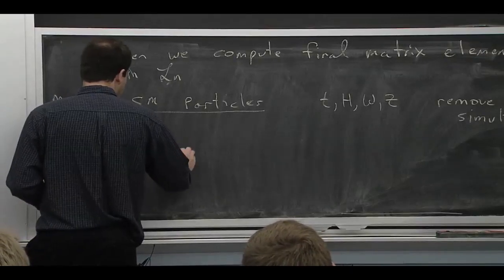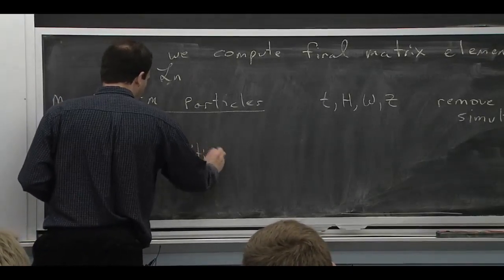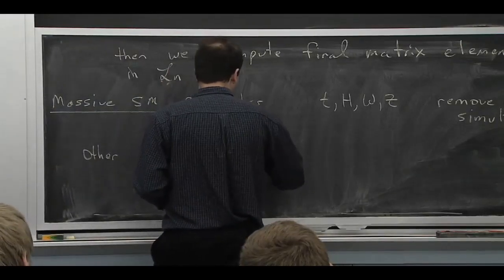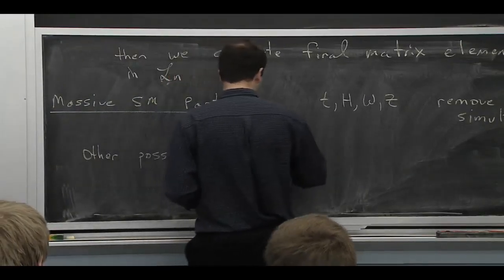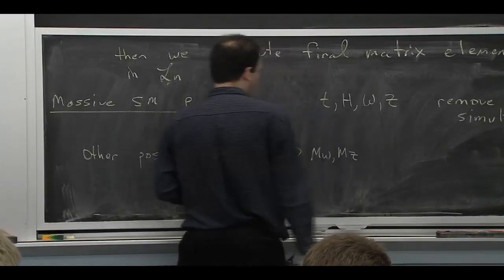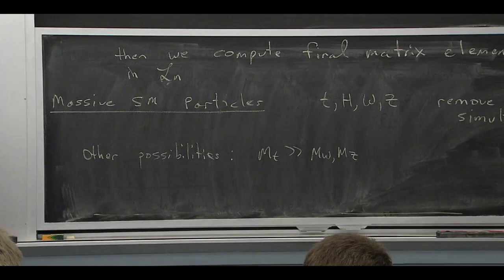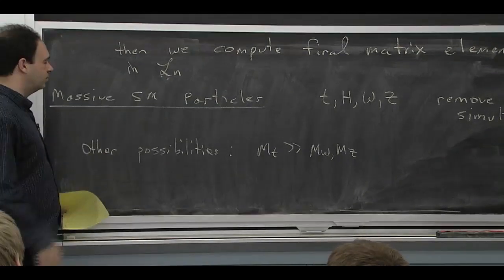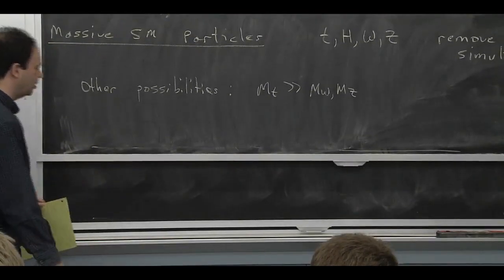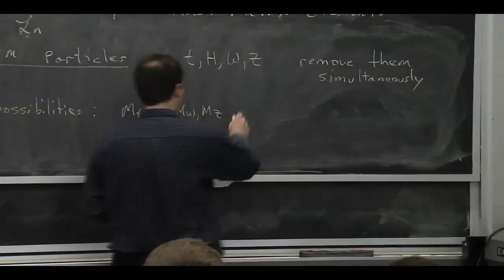This is actually a reasonable thing to do, though. So let me give you one example of another possibility. Well, you could say the top is heavier than the W and the Z, so why don't I do the top first? And then I'll just follow the picture. Then I'll do some running in the theory without the top quark, and then I'll get down to the W and the Z scales. Then I'll remove the W and the Z. OK, that would be a valid thing to do.